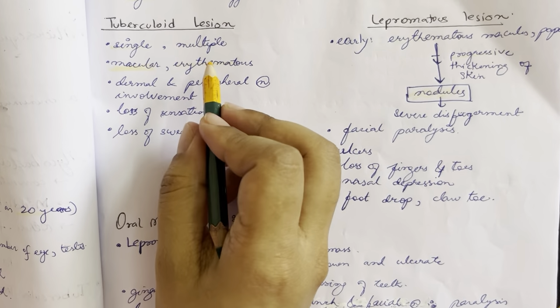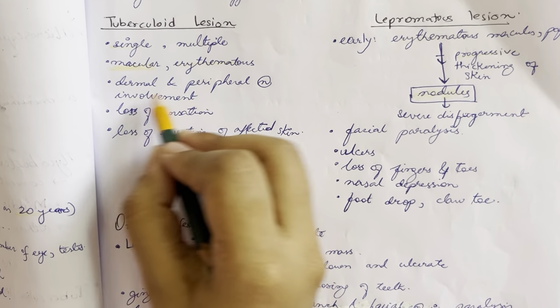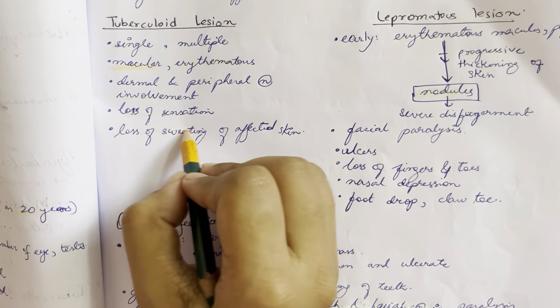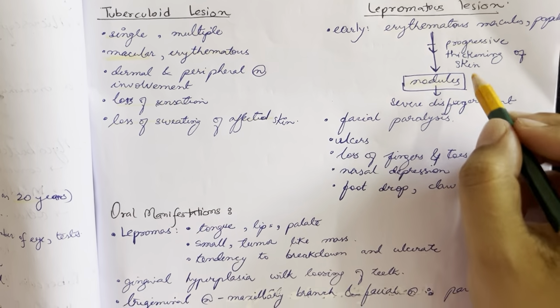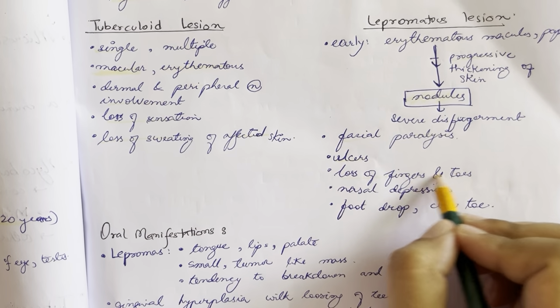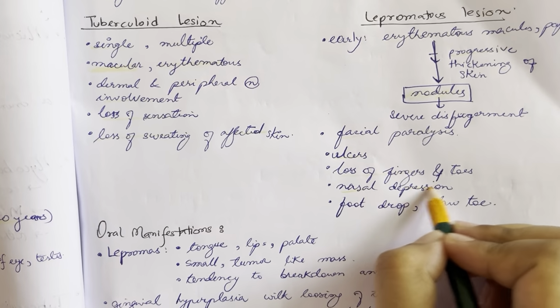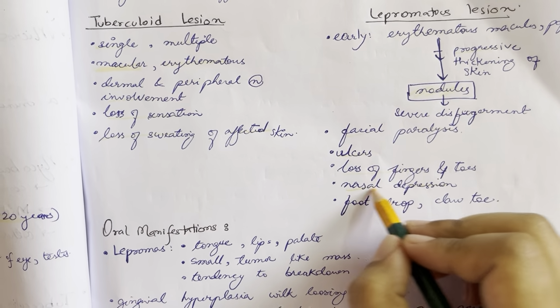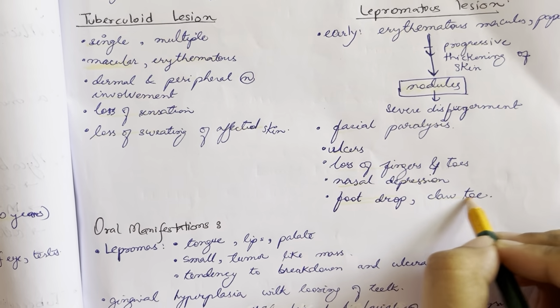Then in tuberculoid lesions, we have dermal and peripheral nerve involvement, loss of sensation, and loss of sweating of the affected skin. In lepromatous leprosy, there can be facial paralysis, ulcers, loss of fingers and toes, nasal depression, because obviously disfigurement is there, and foot drop or claw hand.